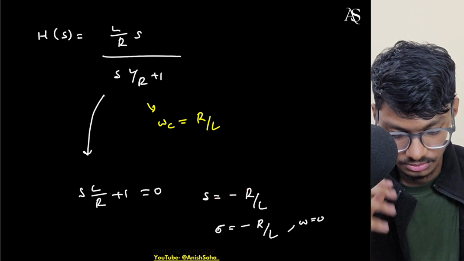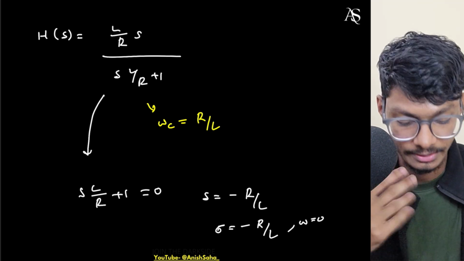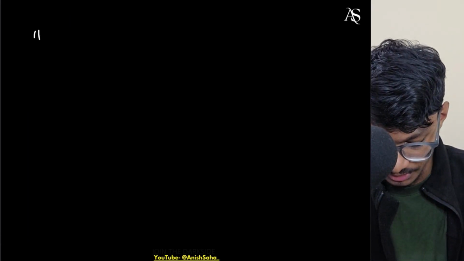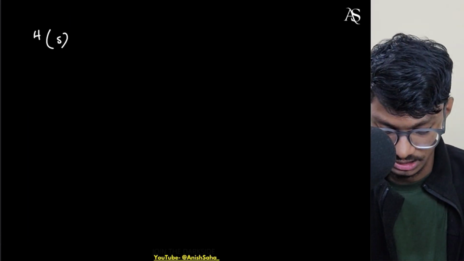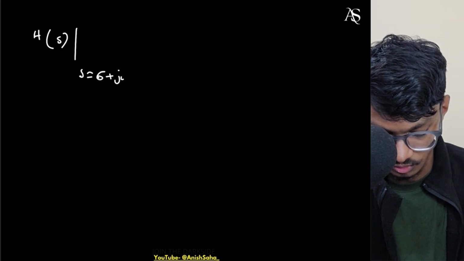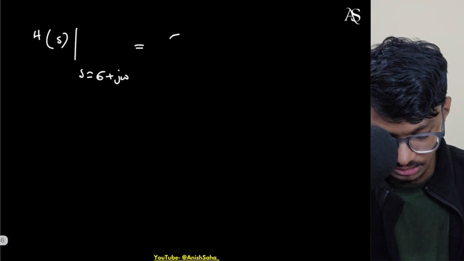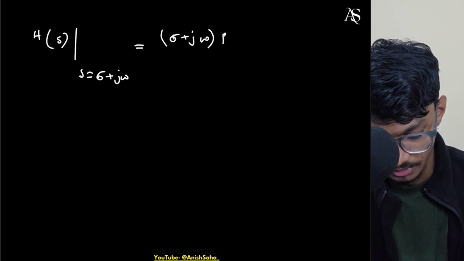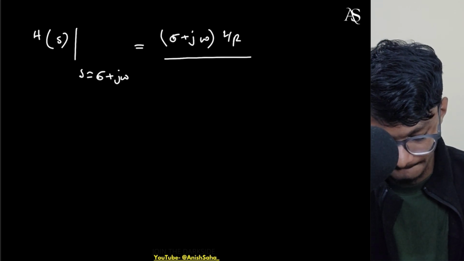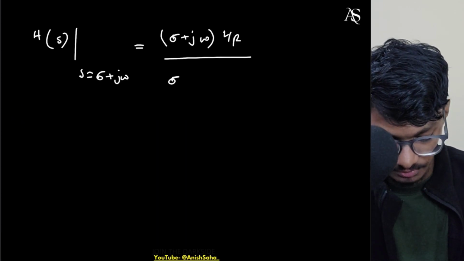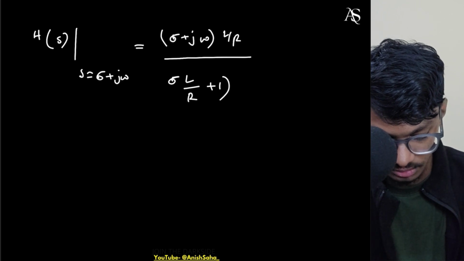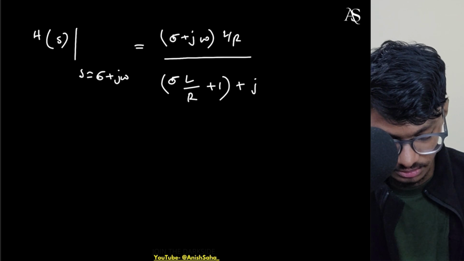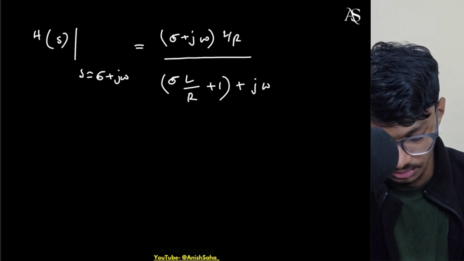If you want to further deep dive into this, we can break down s. So we can break down the transfer function, s equals sigma plus j omega, right? Now what I can write is sigma plus j omega, times L by R, and in the denominator, sigma L by R plus 1, plus j omega. I'm just collecting the real and imaginary terms separately.